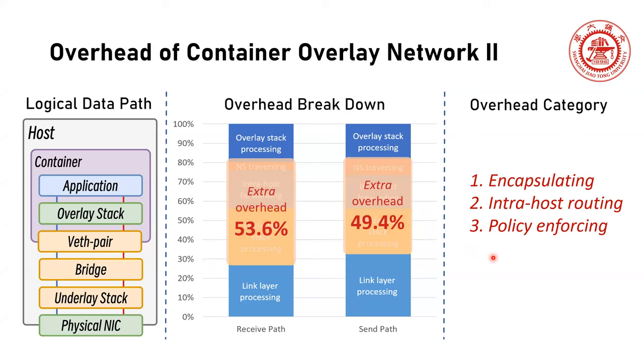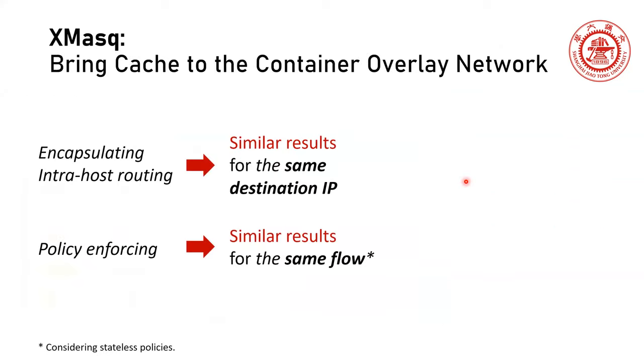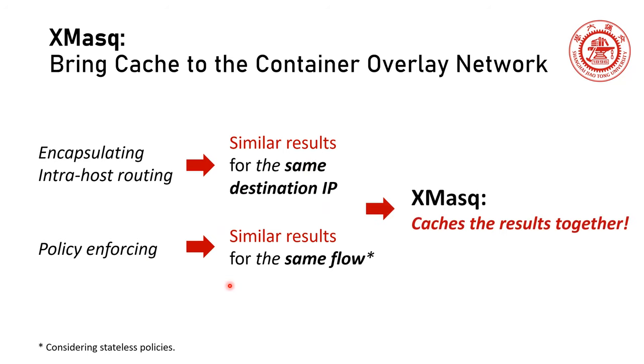So can we cache the results of this overhead? The answer is yes. And this is what XMask does. As we know, the encapsulation and intra-host routing get similar results for the same container destination IP. And the stateless policy enforcing gets similar results for the same flow. And XMask tries to cache the results of this process to avoid repetitive processing on packets.